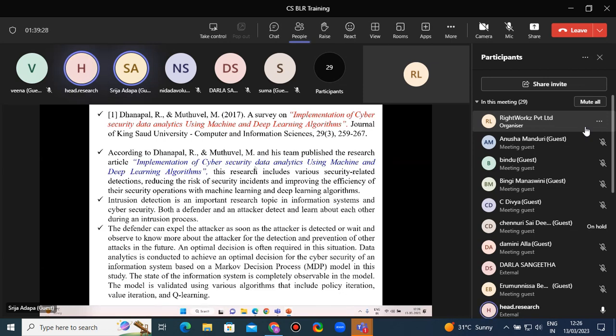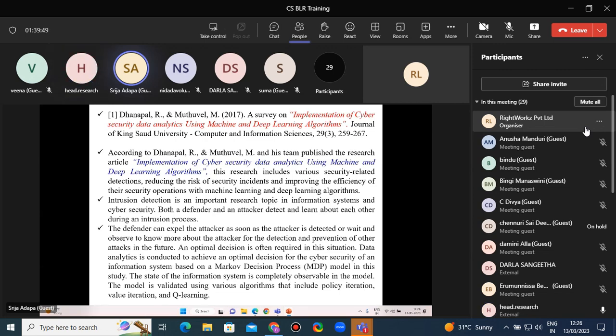According to them, his team published the research article on cybersecurity data analytics using machine and deep learning. This research includes various security-related detections, reducing the risk of security incidents and improving the efficiency of their security operations with machine learning and deep learning algorithms.